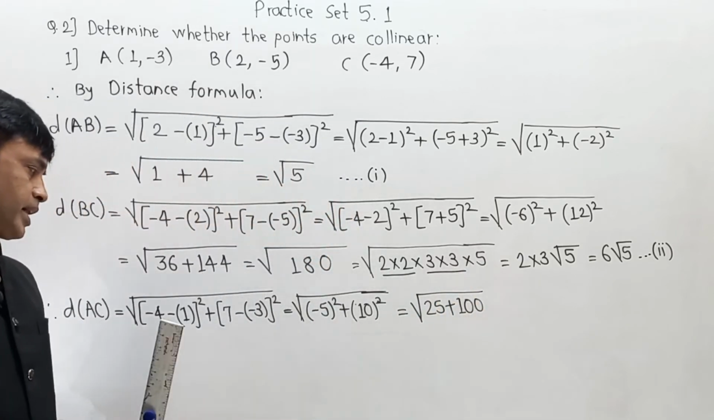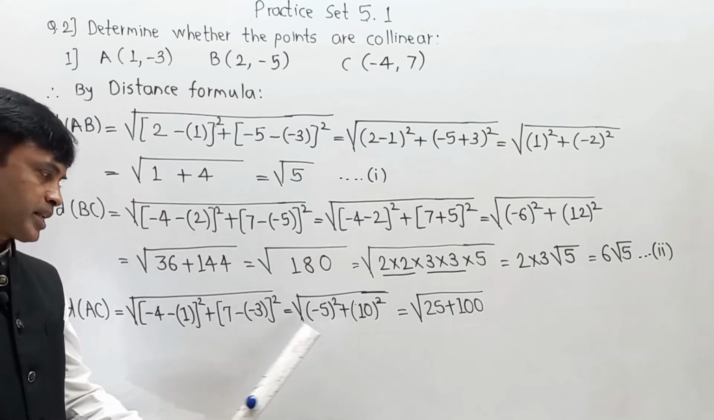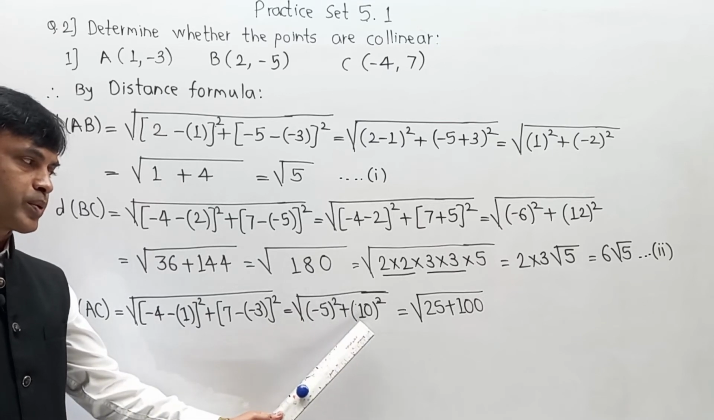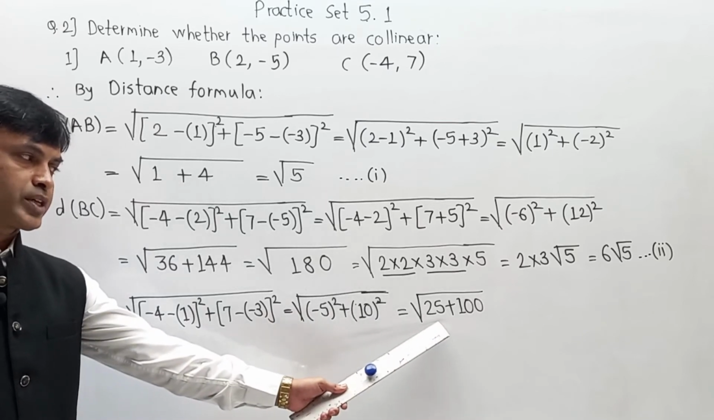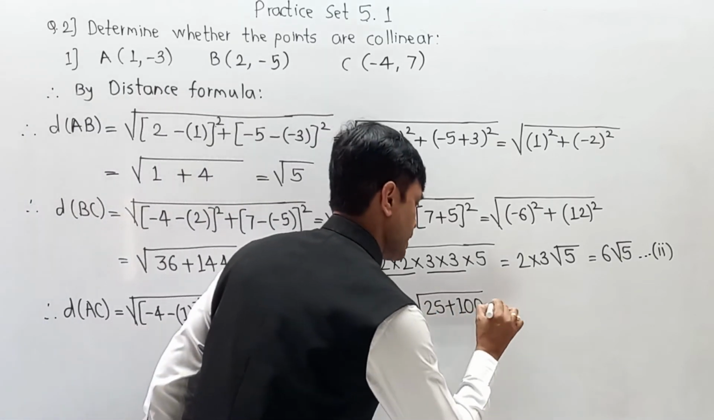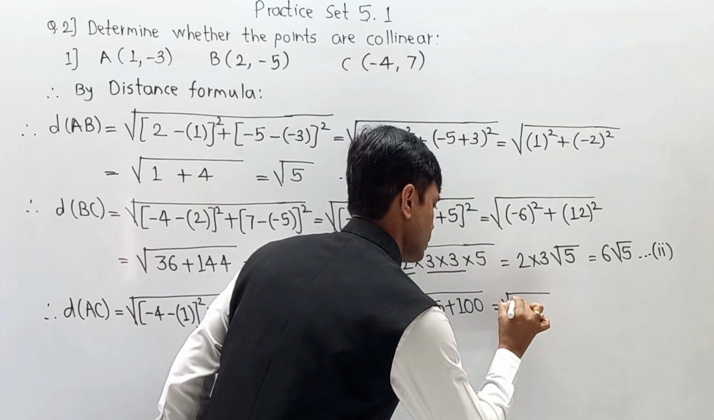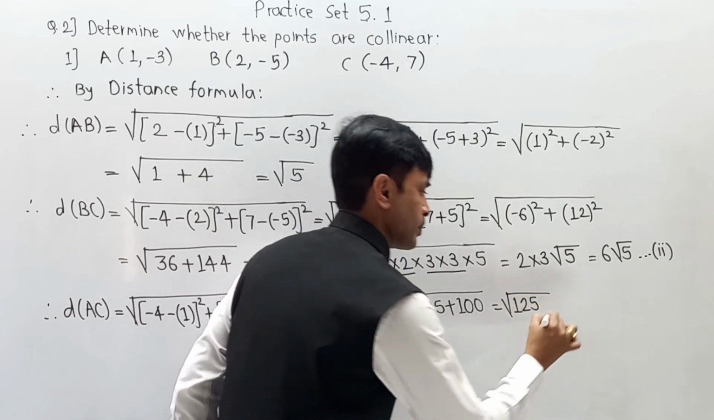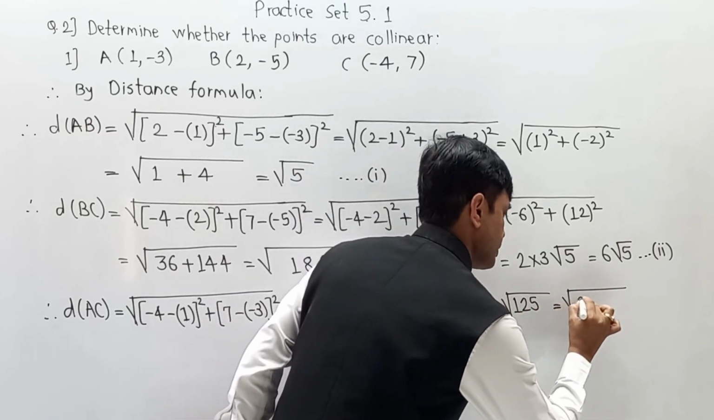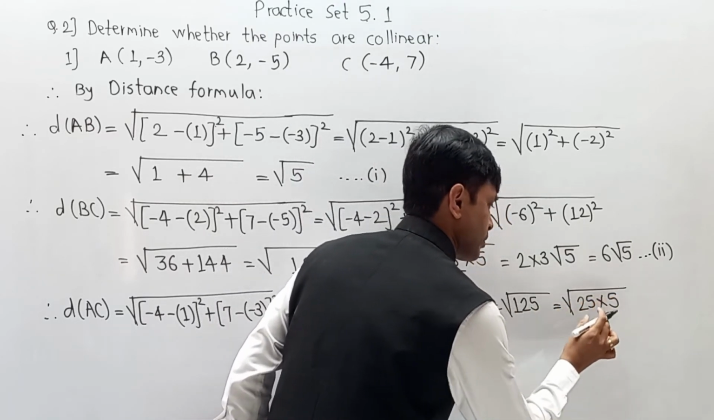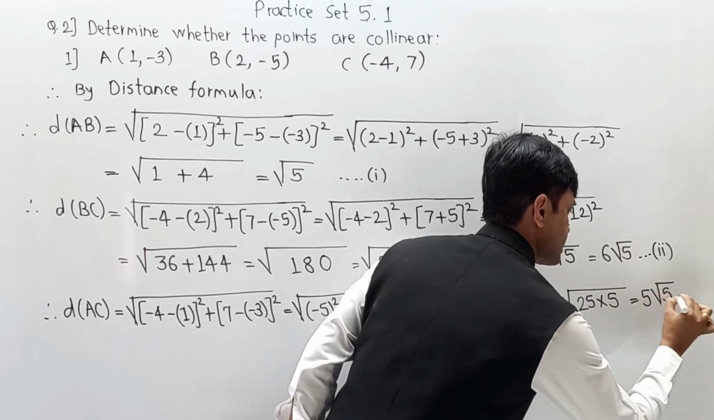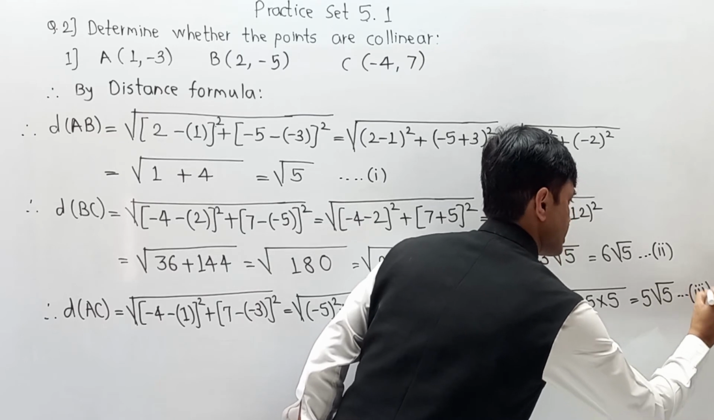Now remember this step very carefully. Minus 4 minus 1, that is minus 5, and 7 minus of minus means 7 plus 3 is 10. So minus 5 square plus 10 square: minus 5 square is plus 25 and 10 square is 100. So 100 plus 25 becomes 125. Again 125 is simply 25 into 5, and 25 can simply come out as a 5, and root 5 remains as it is, and that is nothing but equation 3.